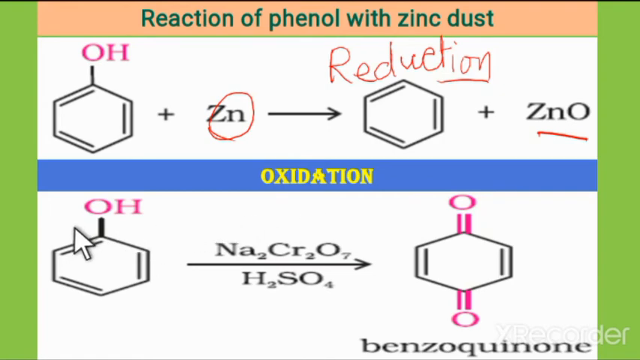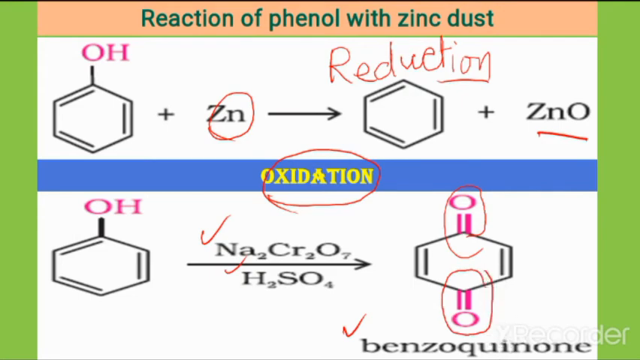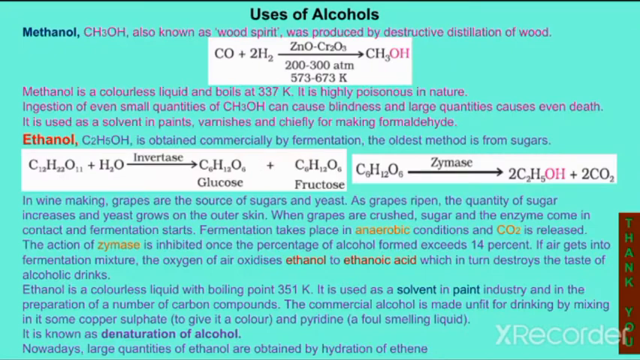Another reaction: when phenol is treated with sodium dichromate in the presence of sulfuric acid, it gives benzoquinone. Benzoquinone is obtained, so it is an oxidation reaction. The two ketonic functional groups can be observed at the first position and the fourth position.